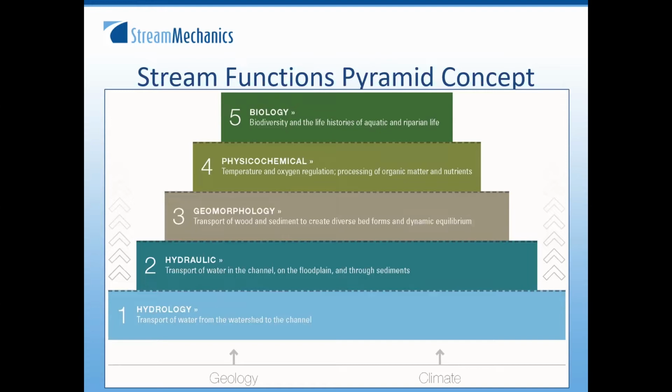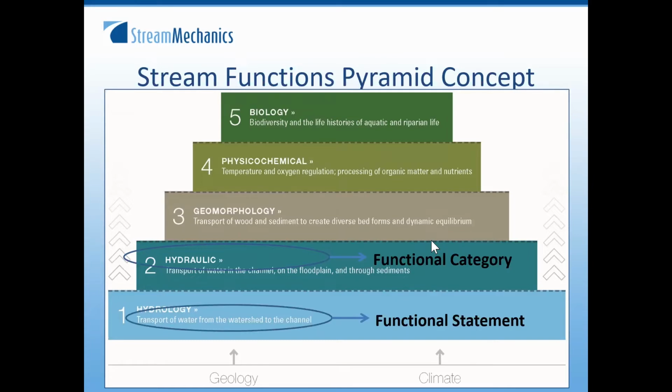And so there are 5 functional categories, and that's an important term to remember as we move through here, functional categories. So those categories are hydrology, hydraulics, then geomorphology, and then physicochemical. There is a C in there, physicochemical. And then on top is biology. And within each functional category, there's a functional statement.